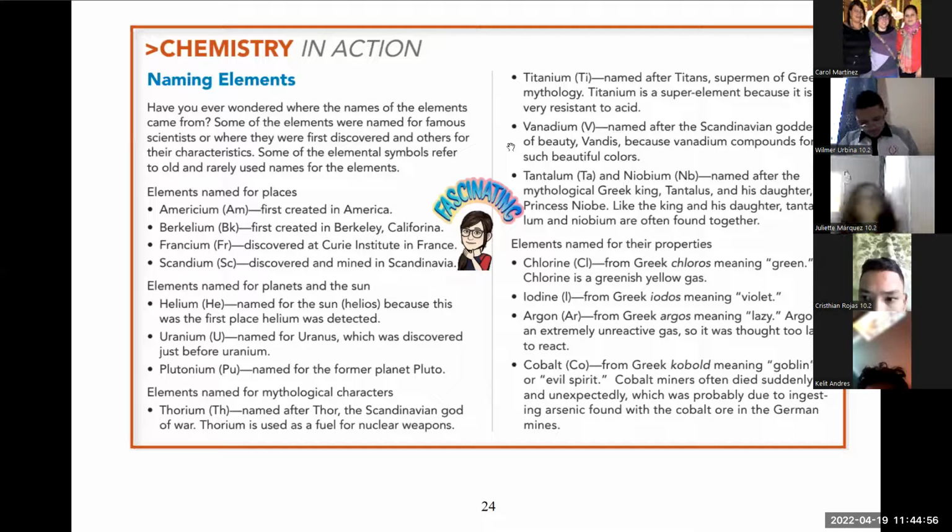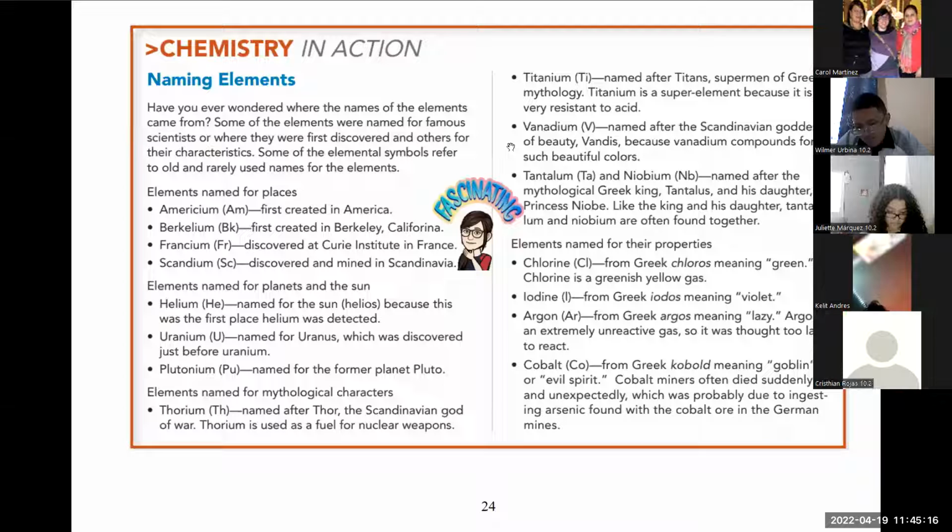So take a look at this. Naming elements. If you ever wonder where those names come from, they come from different sources. One of those is that they are named for places. For example, americium, called that because it was the first element created in America. Berkelium was created in Berkeley, California. Francium because of France, of course. Scandium because of the Scandinavia region in Europe.